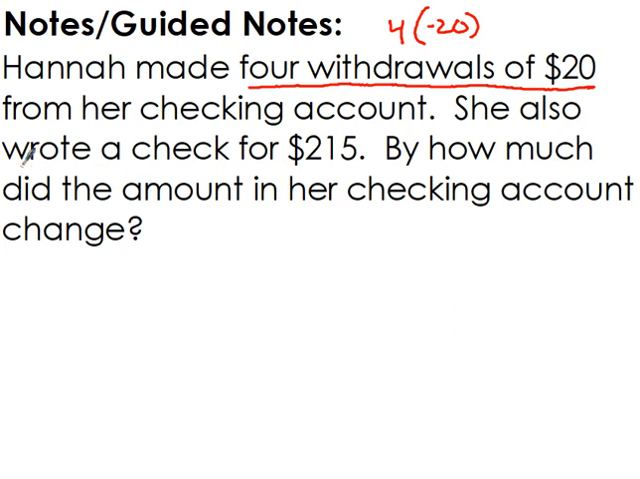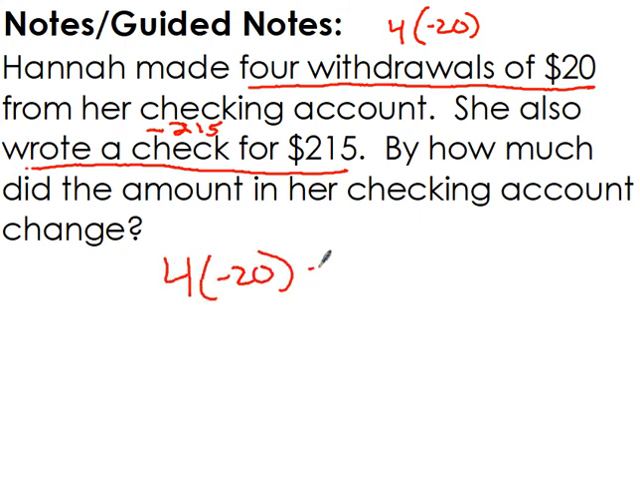She also wrote a check for $215. Wrote a check means we just take out $215, but that's just a one-time thing. It doesn't happen multiple times. By how much did the amount in her checking account change? So here's what I have. I know she took out 4 times negative 20. So there's the beginning of my problem. And then she also took out another $215. So there's the initial expression that I need to solve.